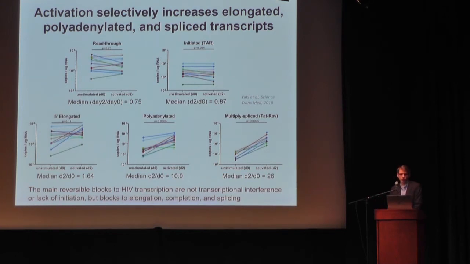In contrast, we saw an increase in 5' elongated transcripts of almost 2-fold, an even greater increase in polyadenylated transcripts of about 11-fold, and an even greater increase in multiply spliced transcripts of almost 30-fold. This suggests that you're not just having more initiation of transcription, you're having sequentially greater increases at the stages of elongation, polyadenylation and multiple splicing, suggesting that the main reversible blocks to HIV transcription are not transcriptional interference as measured by read-through transcripts or lack of initiation, but really these blocks to elongation, completion and splicing.